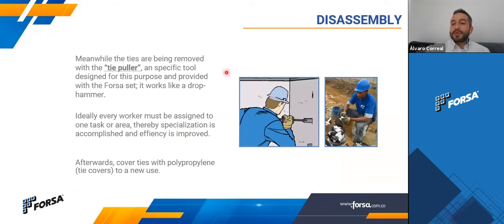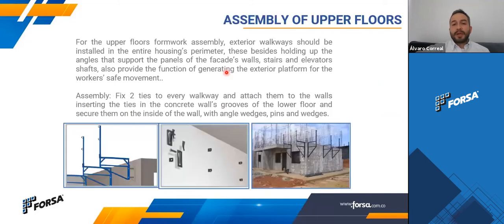And this guy is just removing the ties and again putting sleeves over them to protect them. And to go on upper floors, once you finish your ground floor, then you need to assemble the scaffolding or safety system. So you install the exterior walkways.